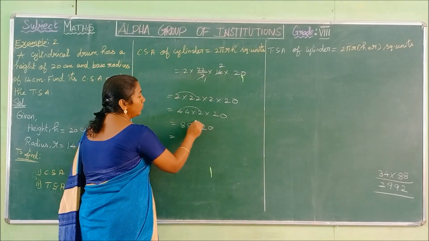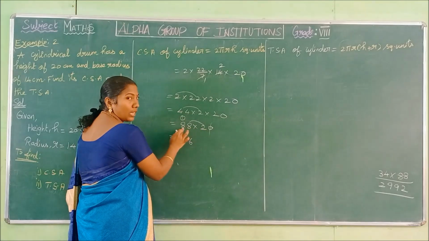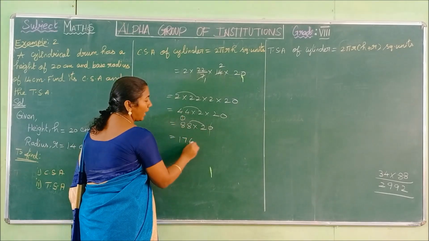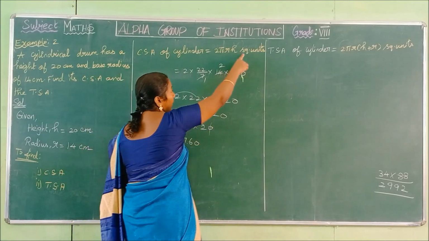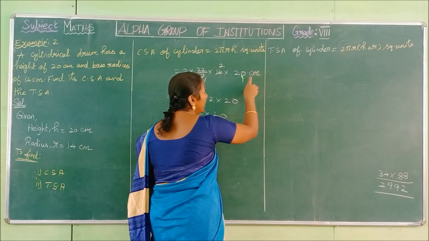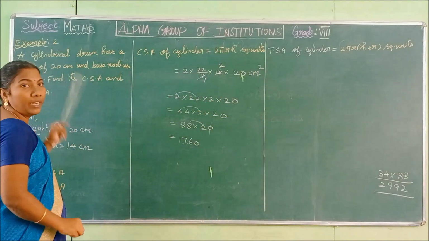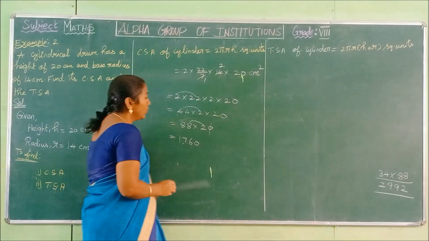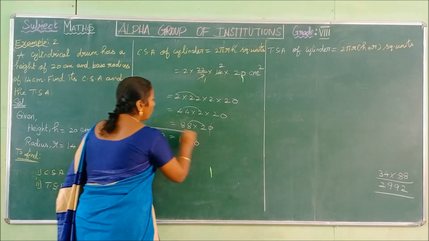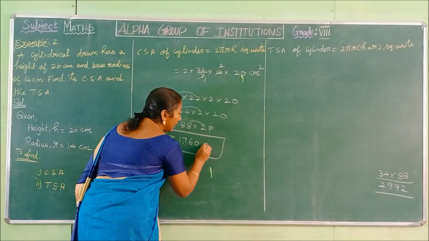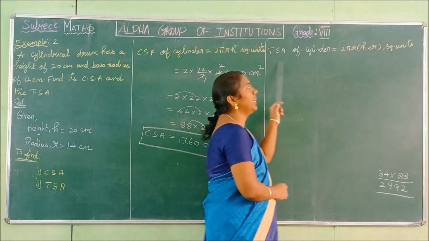Okay. So 8 2s are, forget the 0. 8 2s are 16, remainder 1. 8 2s are 16 plus 1, 17. Now add this 0. So what is the answer? 1760. Here they have given square units. Here our unit is centimeter. You have to square that unit. What is the unit given? Centimeter. So you have to square that unit. So what is the CSA? CSA of cylinder equal to 1760 centimeters square.